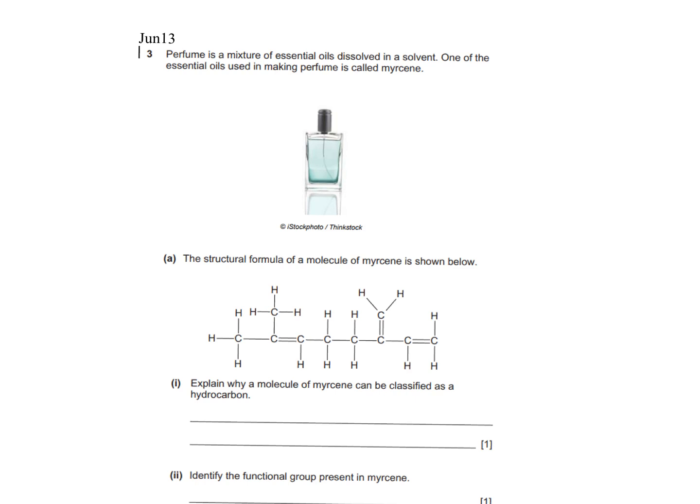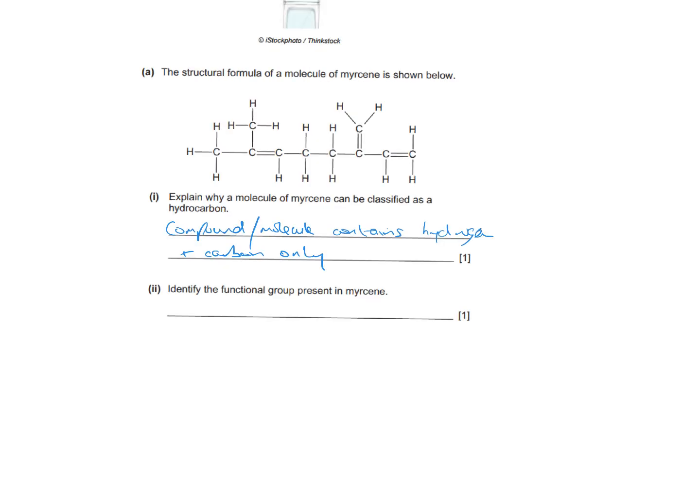Next question then, A part 1, is explain why this molecule is a hydrocarbon. That has been asked before. That's just a molecule or compound that contains carbon and hydrogen only. Part 2, identify the functional group. Well, you can see a functional group here, here and here. Carbon-carbon double bond. That's it.